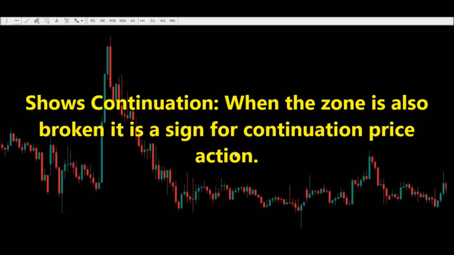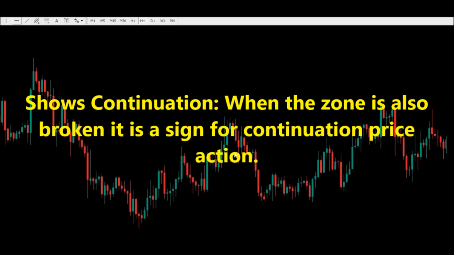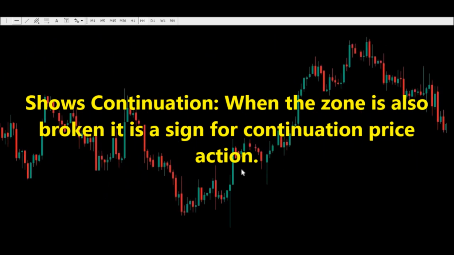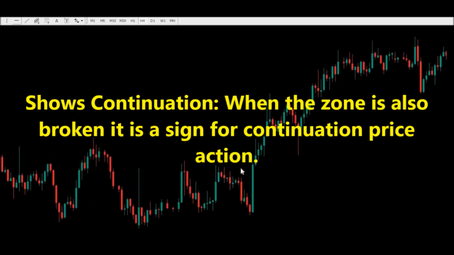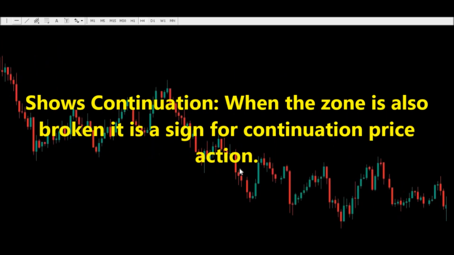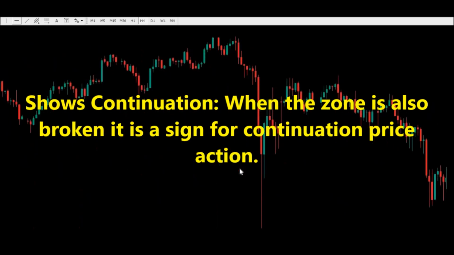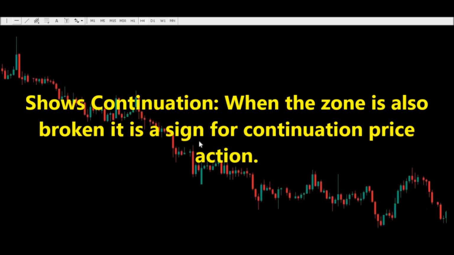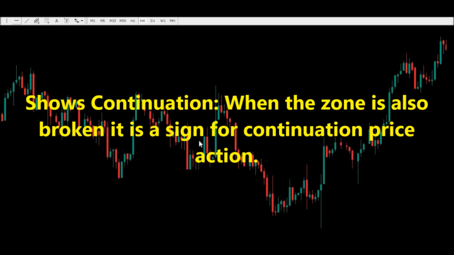So let's look at usage number 3. You're supposed to learn that when the zone is also broken, it is a sign of continuation price action. Okay, this is what most traders really have to know, that price has a probability of breaking above your buy side liquidity, and the price as well has a probability of breaking below your sell side liquidity. This tells you there is a probability of this thing happening.